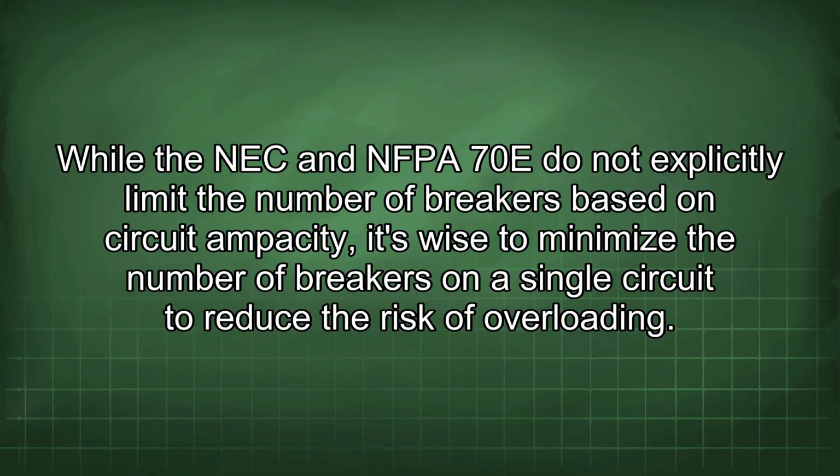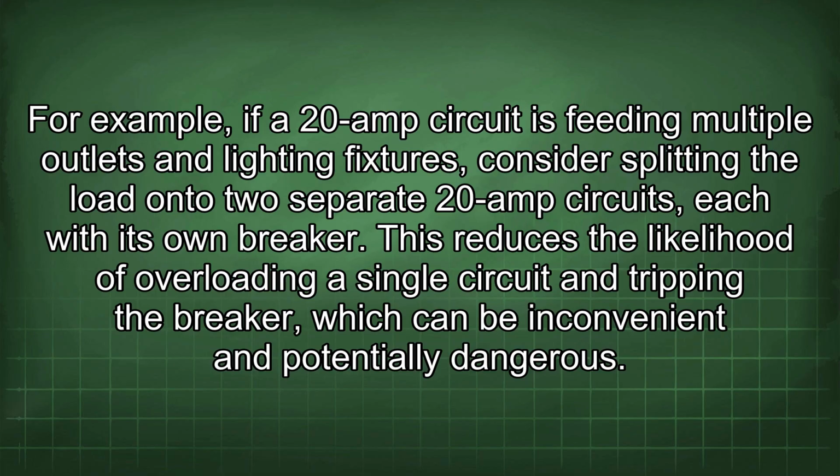While the NEC and NFPA 70E do not explicitly limit the number of breakers based on circuit ampacity, it's wise to minimize the number of breakers on a single circuit to reduce the risk of overloading. For example, if a 20-amp circuit is feeding multiple outlets and lighting fixtures, consider splitting the load onto two separate 20-amp circuits, each with its own breaker. This reduces the likelihood of overloading a single circuit and tripping the breaker, which can be inconvenient and potentially dangerous.